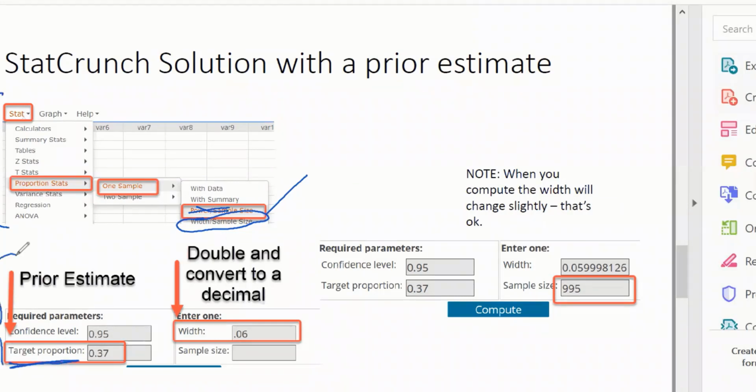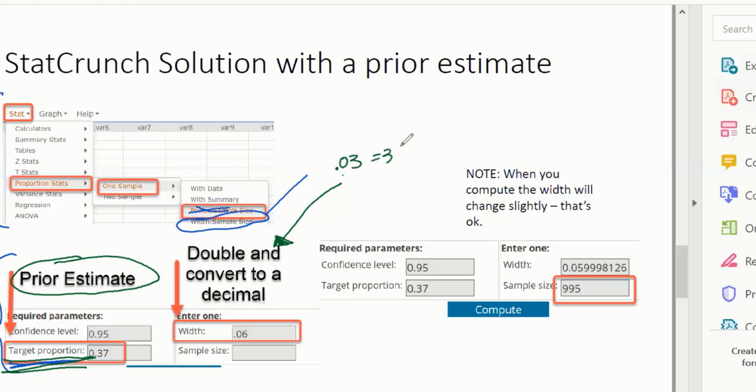This part's important. This is where our prior estimate's going to fill in, under target proportion. Our width is going to be twice our margin of error. Our margin of error is 3%, so we have to change that to a decimal. So we had within 0.03, or within 3%. We change the 3% to 0.03, and then we have to double it to get the width of 0.06.